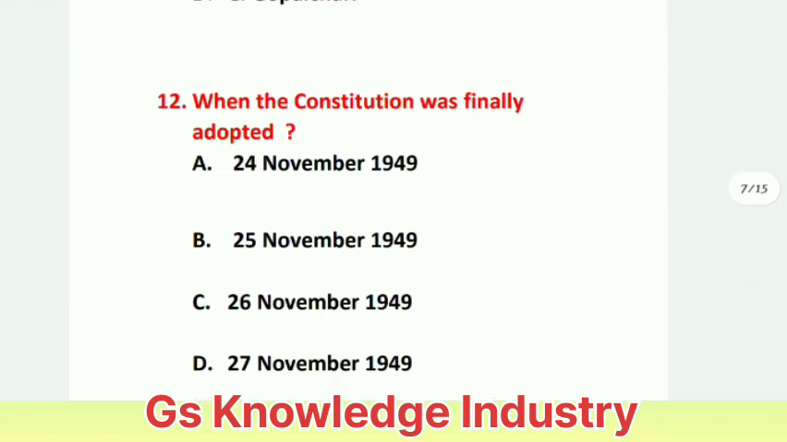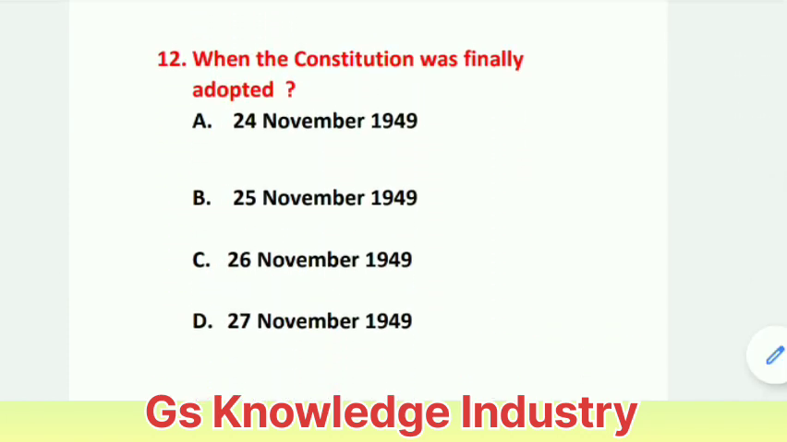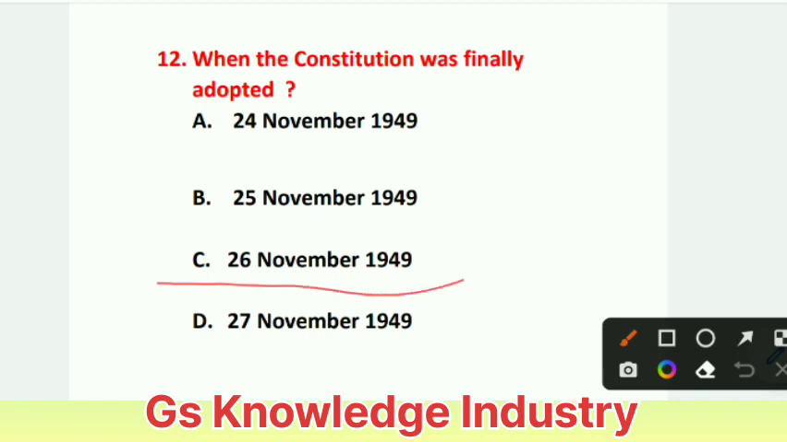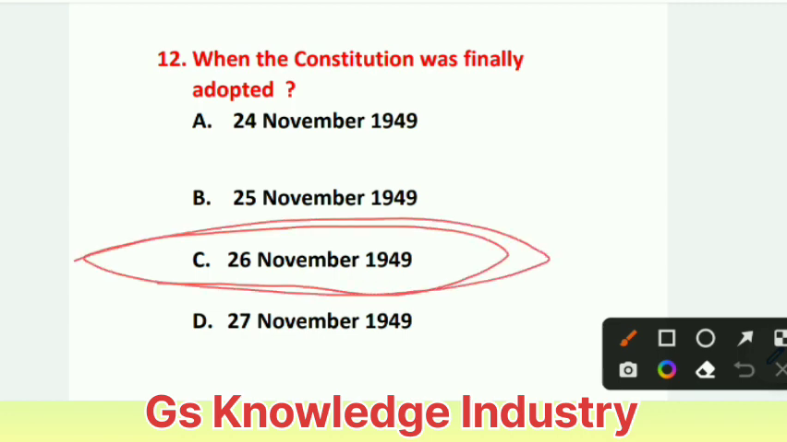12 number question. When was the Constitution finally adopted? Option A, 24 November 1949. Option B, 25 November 1949. Option C, 26 November 1949. Option D, 27 November 1949. Here the right answer is option C, 26 November 1949. When was the Constitution finally adopted? 26 November 1949.